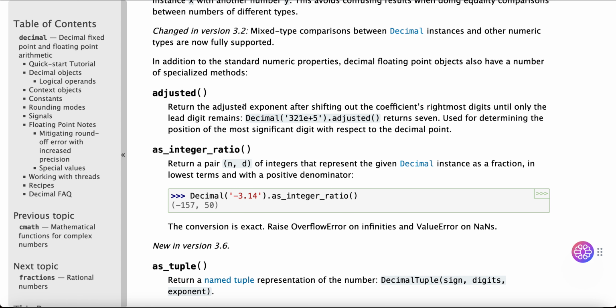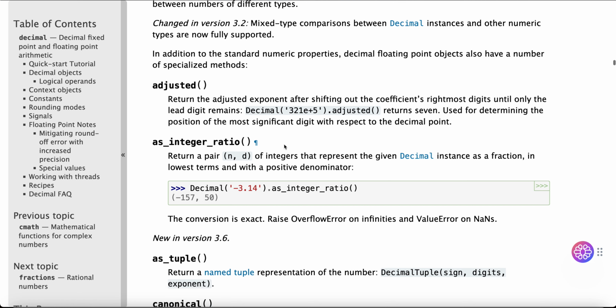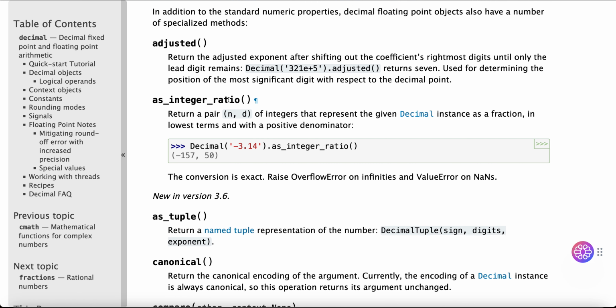adjusted(): Return the adjusted exponent after shifting out the coefficient's rightmost digits until only the lead digit remains. Decimal('321e+5').adjusted() returns 7. Used for determining the position of the most significant digit with respect to the decimal point. as_integer_ratio(): Return a pair (n, d) of integers that represent the given Decimal instance as a fraction, in lowest terms and with a positive denominator.